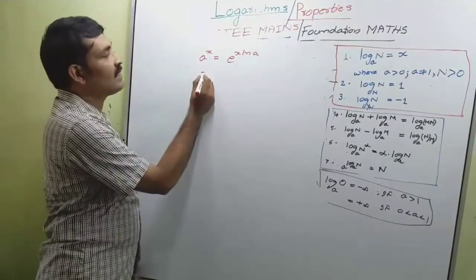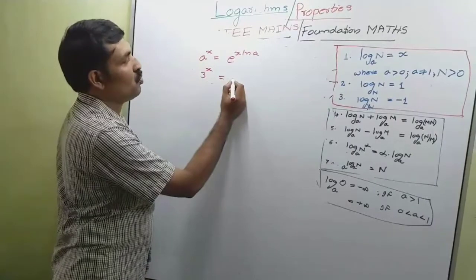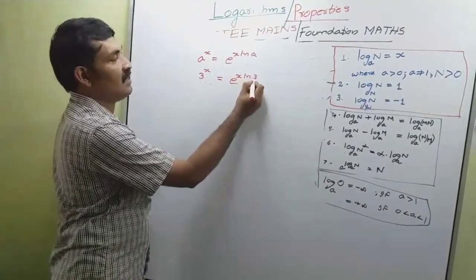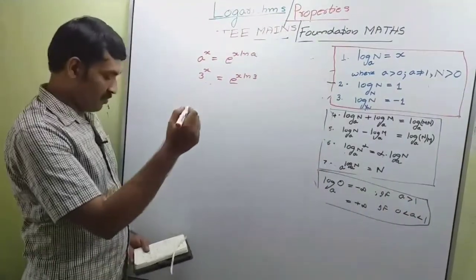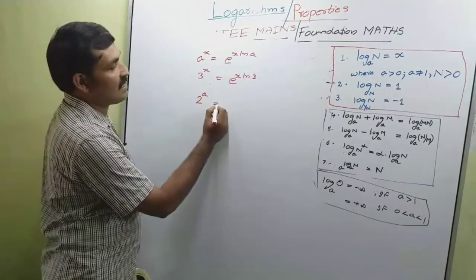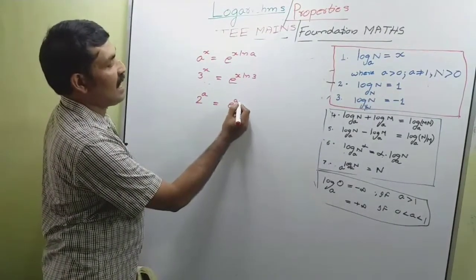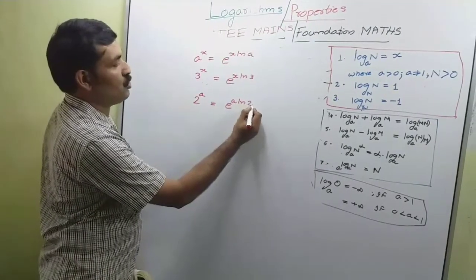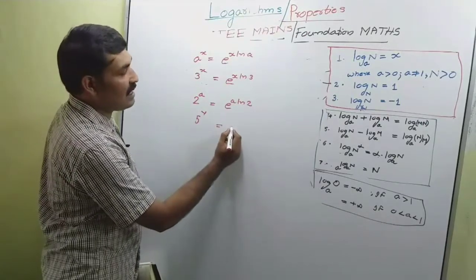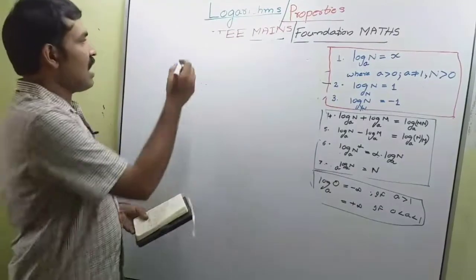So what is 3 raised to x? We can write 3 raised to x is equal to e raised to x ln 3. Now 2 raised to a can be written as e raised to a ln 2. e raised to y can be written as e raised to y ln 5.